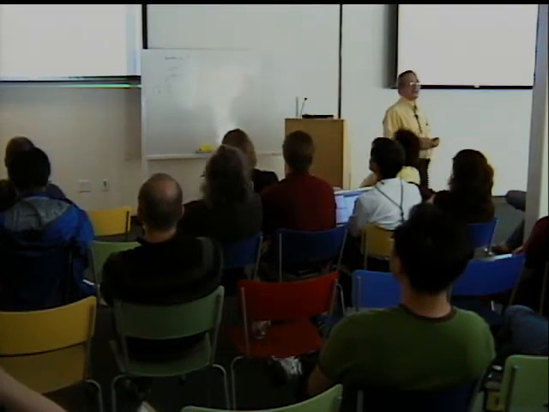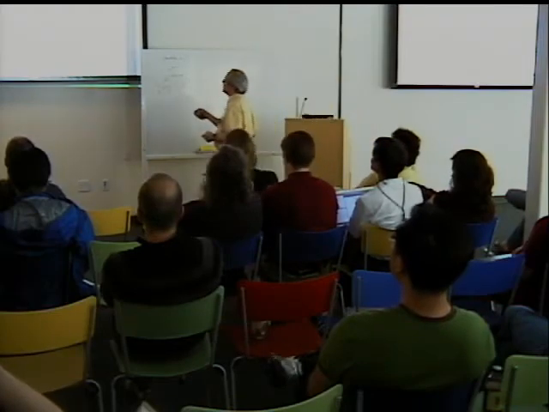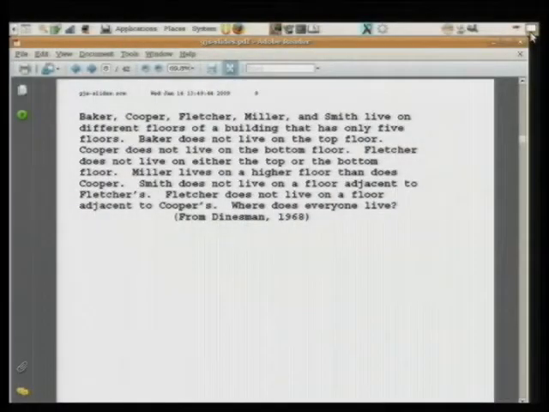This is a typical one. It came from a book by Dinsman in 1968, and we use it in the SICP book and things like that. Baker, Cooper, Fletcher, Miller, and Smith live on different floors of a building that has only 5 floors. Baker does not live on the top floor.